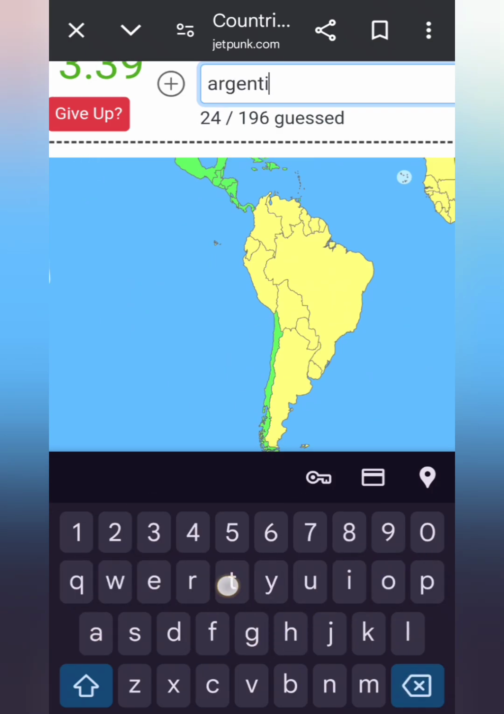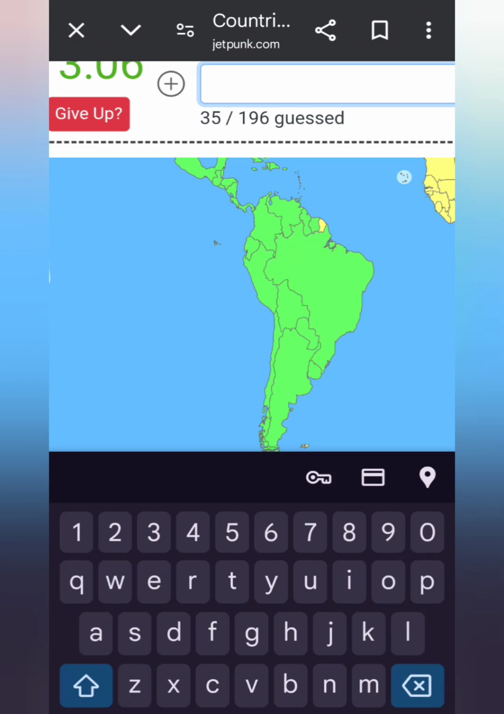Next Argentina. Argentina's neighbor down below, Uruguay. In the middle, it's Paraguay. On the left of Paraguay, it's Bolivia, the bigger one. Next to Bolivia, it's Peru. Next to Peru, Ecuador. Next to Ecuador, it is Colombia, the giant one. Next to Colombia, Venezuela. Next to Venezuela, it's Guyana. Next to Guyana, it is Suriname. The last one, it's Brazil.